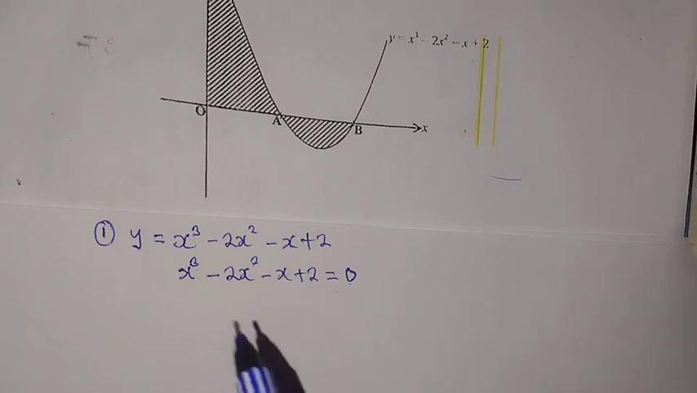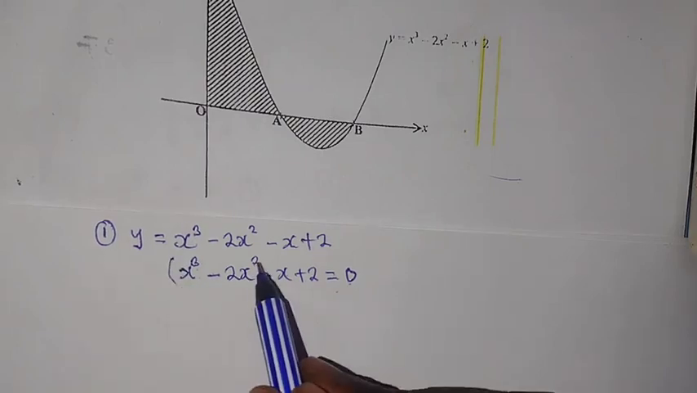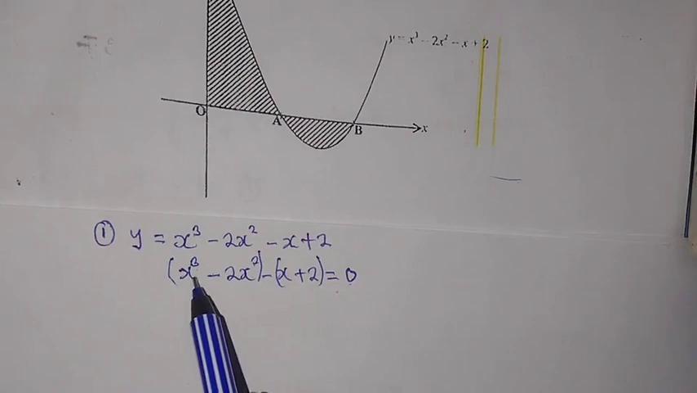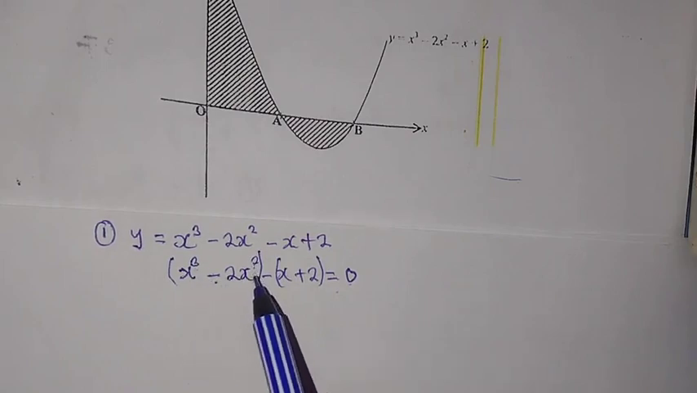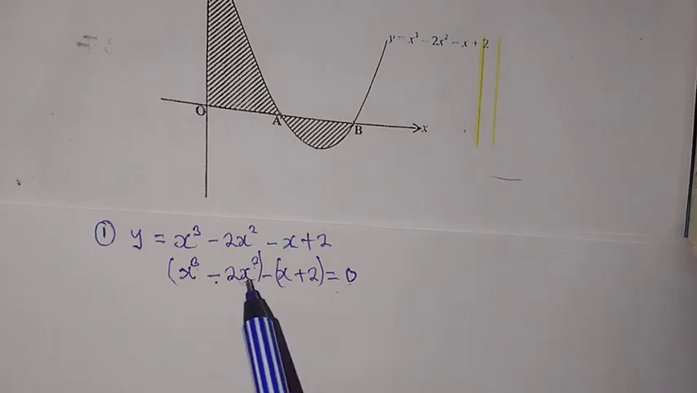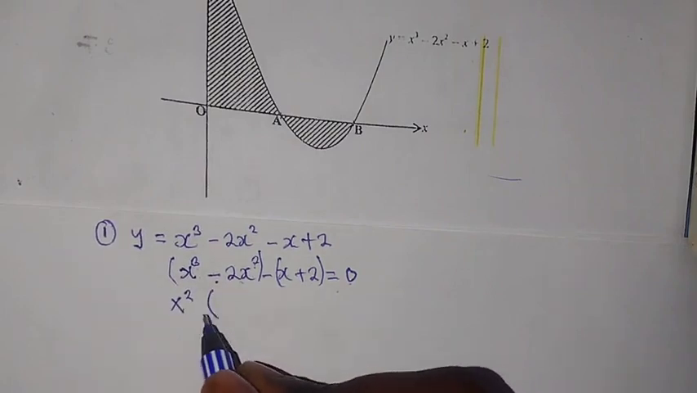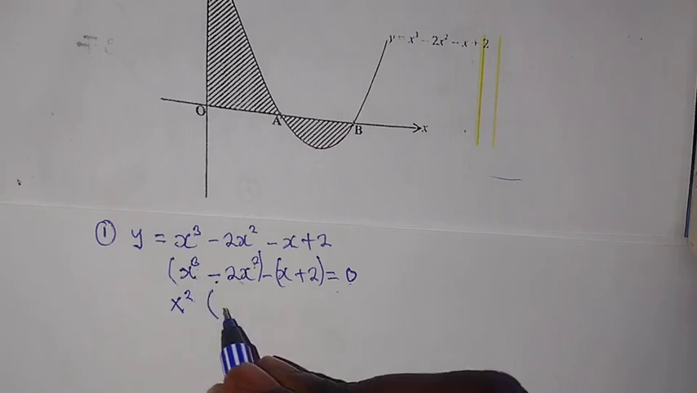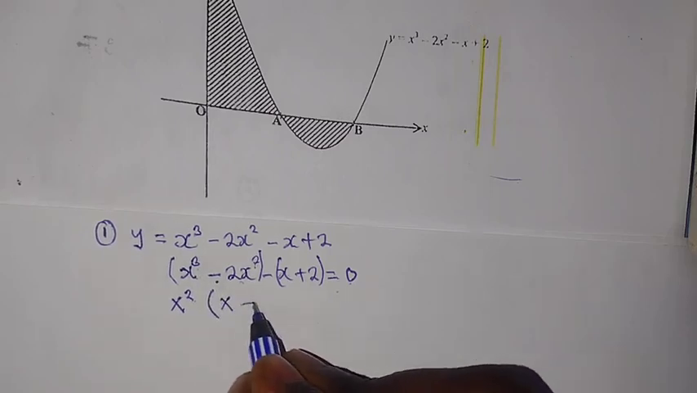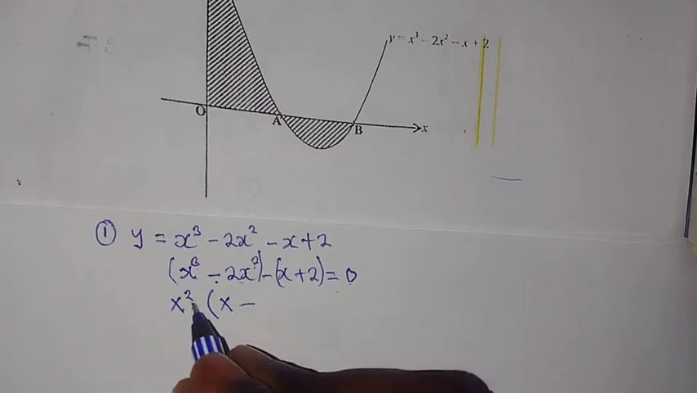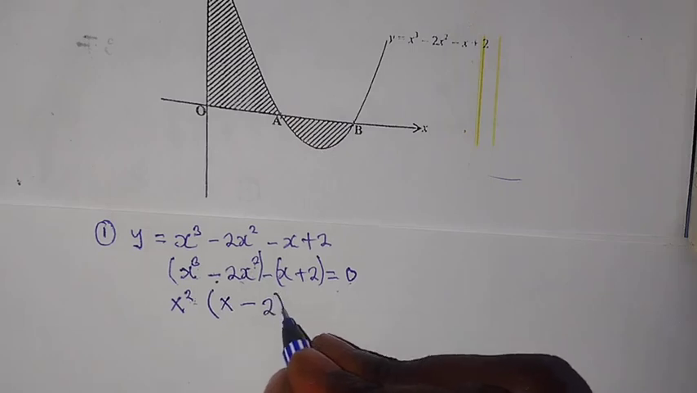We use the same way of factorization. These are 4 terms. We have x power 3 minus 2x squared. What is common here? It's x squared. So we write x squared, open bracket, x squared into x cubed, we remain with x, minus x squared into 2x squared, x squared and x squared cancel, you remain with 2, you close.